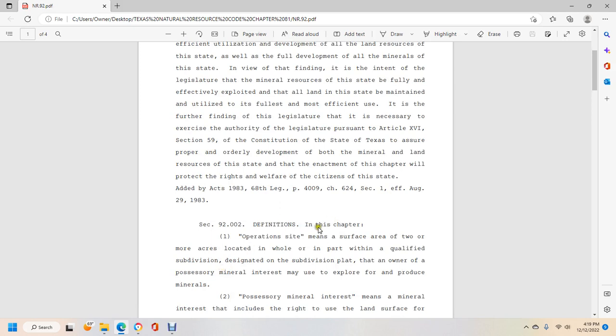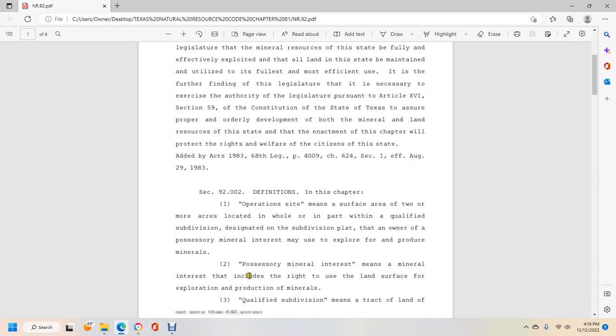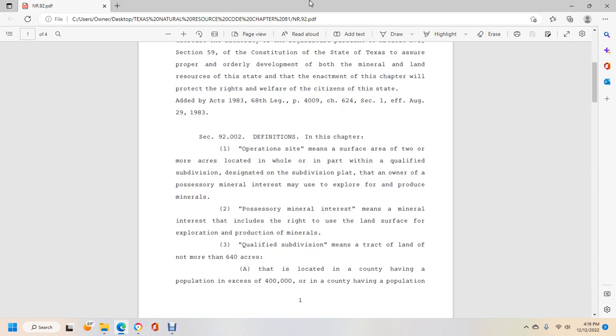Section 92.002, Definitions. The term operation site means a surface area of two or more acres located wholly or partly within a qualified subdivision, designated with a subdivision plat, that an owner or possessor of a mineral interest may use to exploit and produce minerals. Possessory mineral interests: many mineral interests include the rights to use the land surface for the exploration and production of minerals. Qualified subdivision means a tract of land of no more than 640 acres that is located in a county having a population in excess of 400,000.